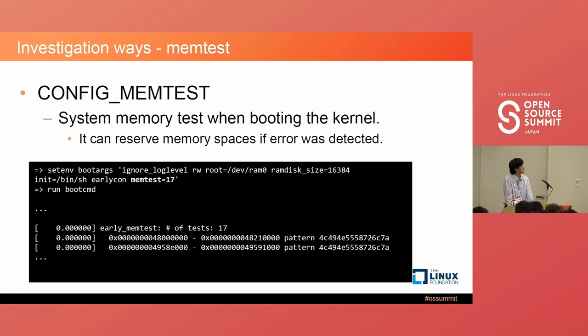Next is memtest. This is a very low level feature. When this is enabled, it performs a system memory test when booting the kernel. This is checked by the CPU, and this feature detects errors. It can reserve memory space to avoid using the faulty area in the kernel system.